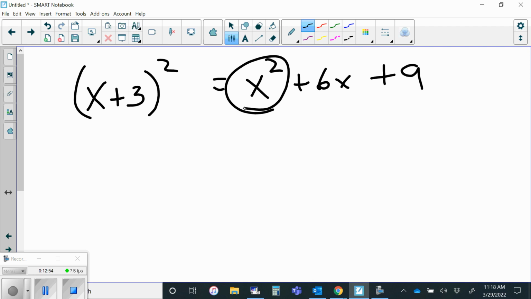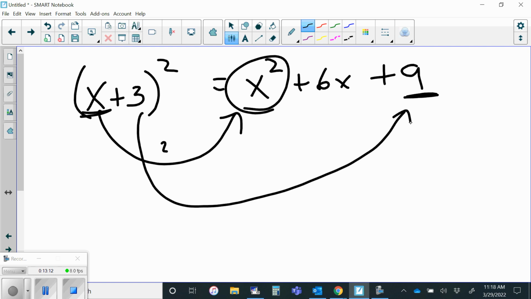Anyone see how you can get from here? What did you do to this number? Squared it, right? So you take this number and you square it, and that gets you that one. How do you get this back number? You took 3 and you did what to it? You squared it. So square it, square it. So those are pretty easy to get.